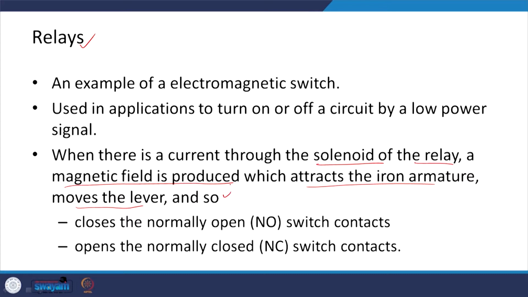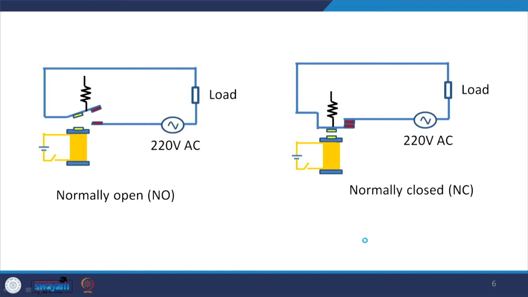So, what happens is basically it closes the normally open switch contact, and it opens the normally closed switch contact. Let me explain this to you further through this schematic figure. You see that this figure illustrates the normally open circuit. In this circuit there is a spring, and this spring pulls this lever, and because of this this contact is always open.